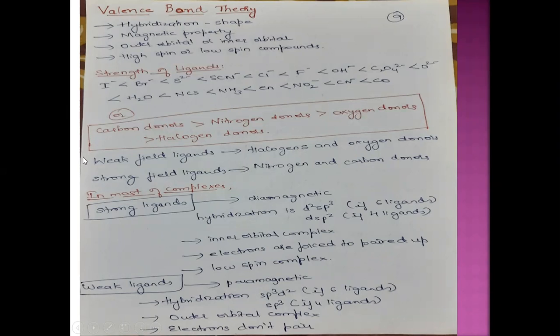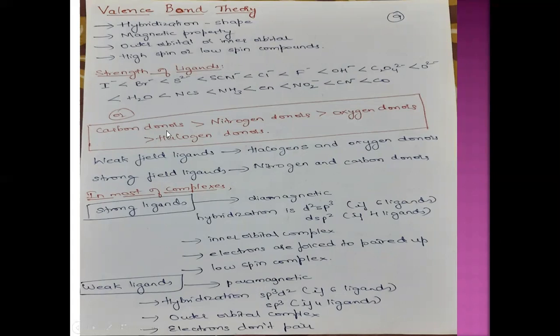One thing I'll specify: no need to memorize this chart. Instead of that, just keep in mind the simpler chart, that is carbon donor ligands. The ligands that contain a carbon donor atom are way stronger than the nitrogen donor atoms. Again, nitrogen donors are way stronger than oxygen, which is way stronger than halogens. If you remember this chart, it is enough to identify whether the compound is a strong ligand compound or a weak ligand compound.